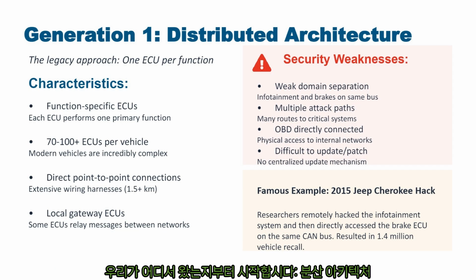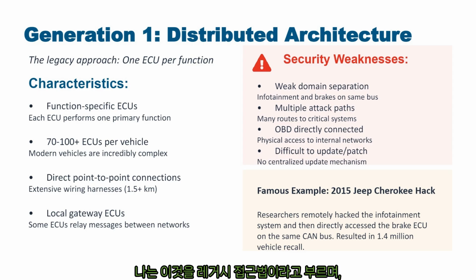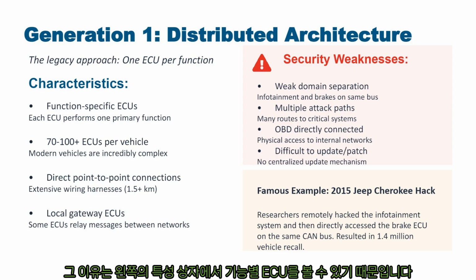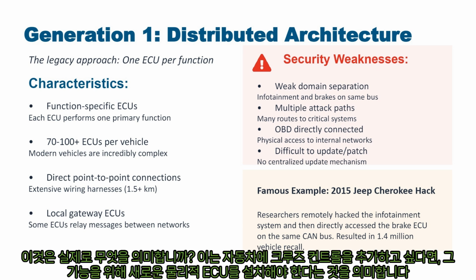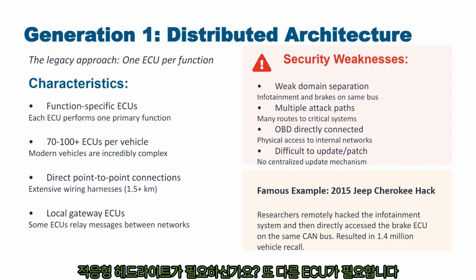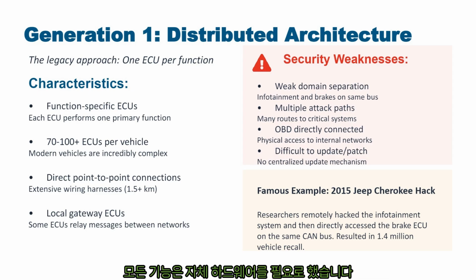Let's start with where we came from: distributed architecture. I call this the legacy approach, and here's why. In the characteristics box on the left, you see function-specific ECUs. What does this mean in practice? It means if you wanted to add cruise control to a car, you literally installed a new physical ECU just for that feature. Want adaptive headlights? Another ECU. Every single feature required its own hardware.